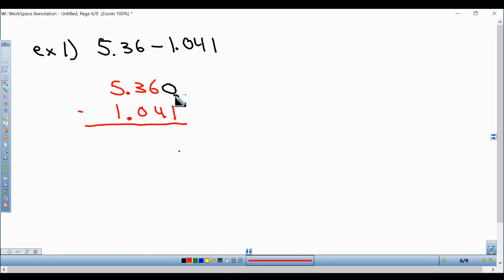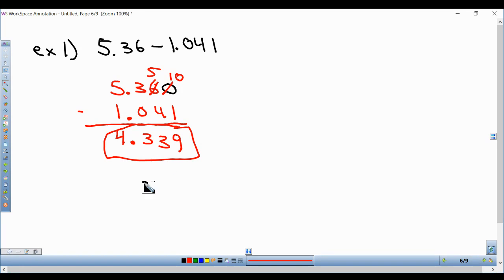You have to take away 1 from 0, but you can't do that. So I have to borrow from the 6. So this 6 will turn into a 5, and we're going to borrow 10. So the 0 turns into a 10. 10 minus 1 is 9. 5 minus 4 is 3. 3 minus 0 is 3. 5 minus 1 is 4. And I'm going to bring my decimals straight down. They stay in a straight line. So my answer here is 4.339.